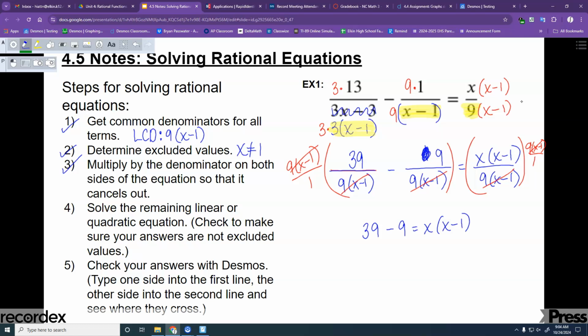So what we should be left with here is either a linear or a quadratic equation. A linear equation just has an x in it. A quadratic will have an x squared. If you get anything higher than that, then you've messed up somewhere. So this is going to be quadratic because 39 minus 9 gives us 30 right here. And then we would have to distribute that x, so we would get x squared minus x.